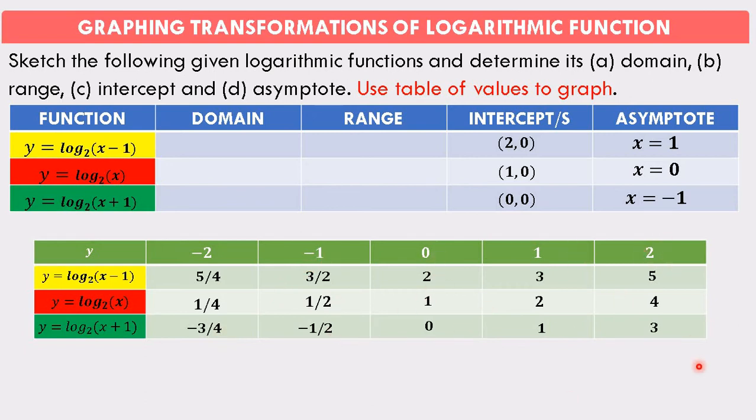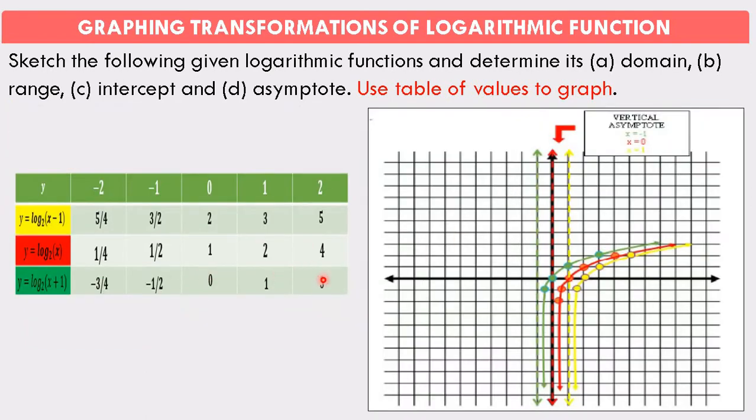With these coordinates, we will graph these three functions. In graphing them, first graph the asymptotes. The vertical asymptotes are negative 1, 0, and 1. And then the points. We have the green curve for the green function, the red graph for the red, and lastly the yellow graph for the yellow function. Based on their h value, just like in the exponential function, we can see that they move from left to right.